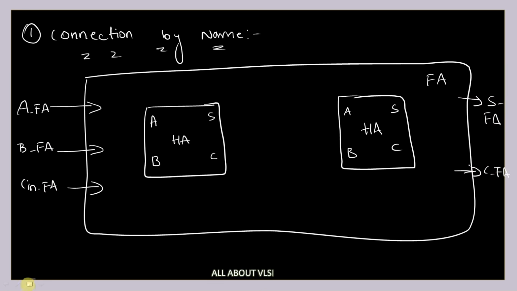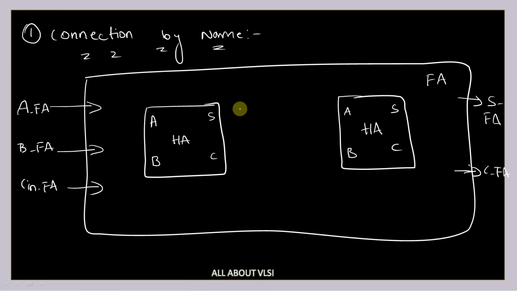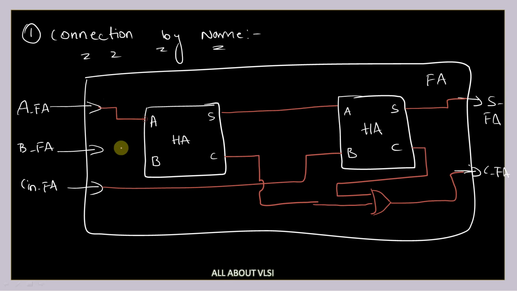Now these two half adders are connected. S and A are connected, and we have this C in connected to this B, and from this C we are going to have one here, and this C is connected over here. Here we are going to have an OR gate which is connected to this, and S is connected to this. A underscore FA is connected to A, and B underscore FA is connected to B. This is how we build a full adder using half adders.